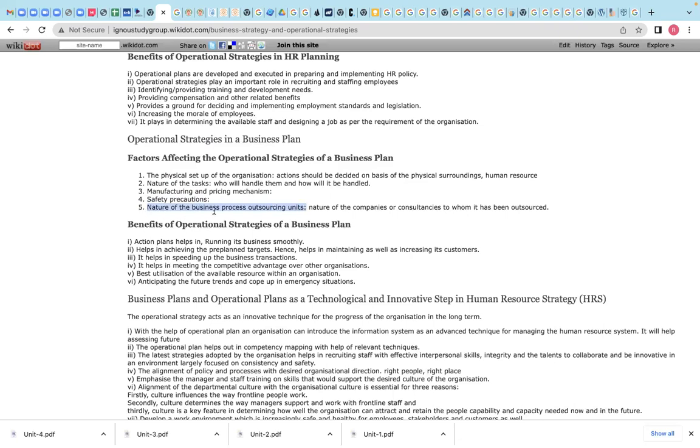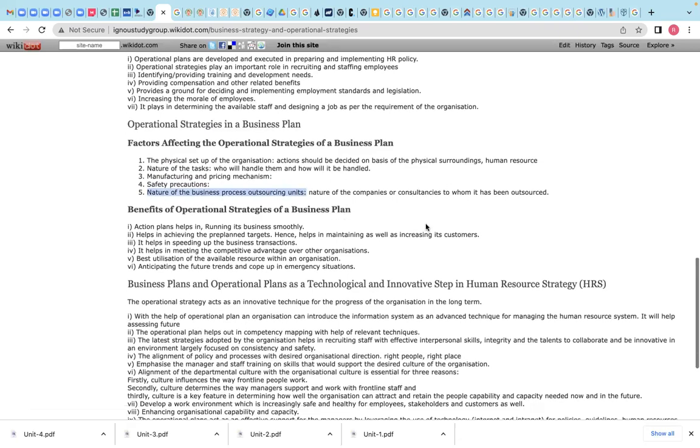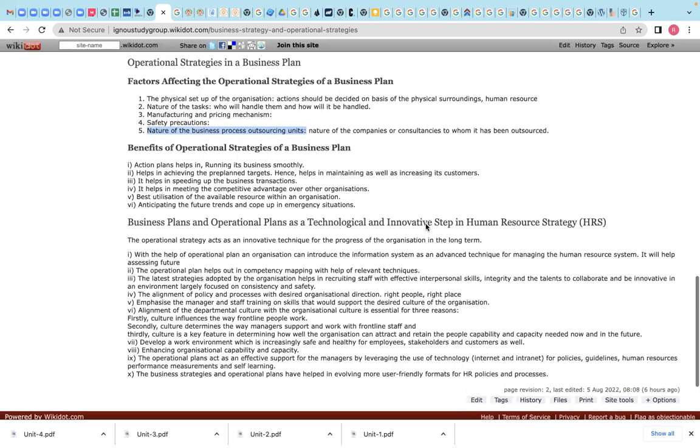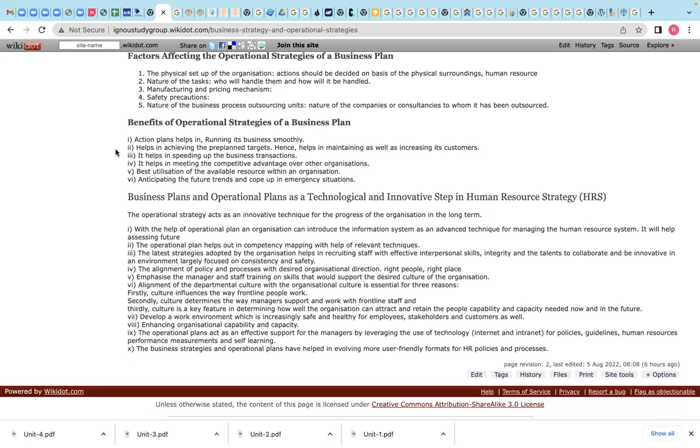So we talked about contracting, if you remember, outsourcing the not-so-core work to other external organizations, right? If you are outsourcing anything on the operational front, even their particular skills would actually affect. So those are the factors affecting the operational strategy.